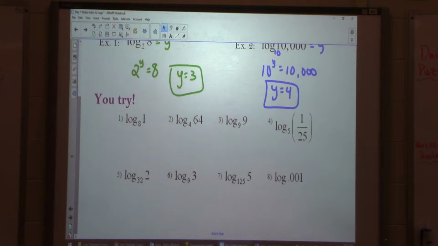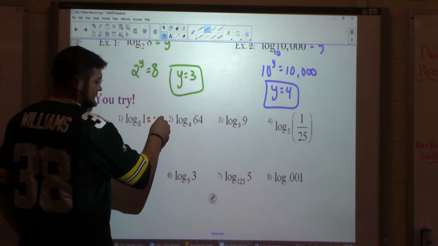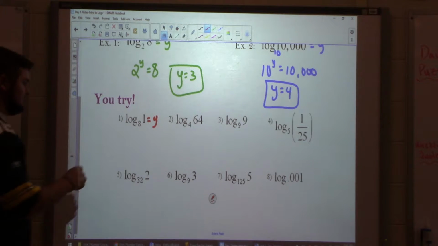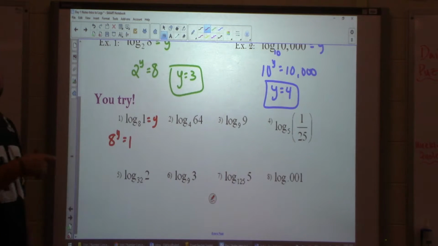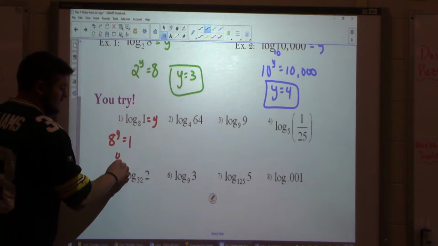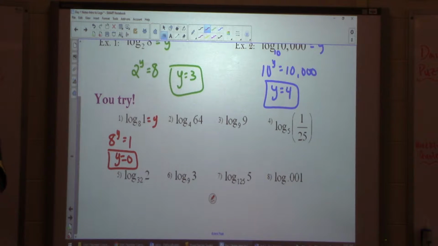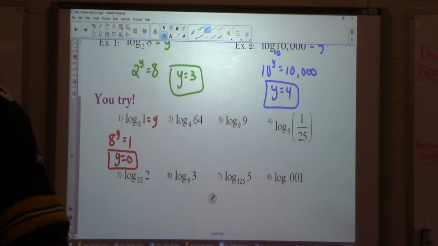All right. First 3, log base 8 of 1. How do I rewrite that as an exponential? Cam? 8 to the x equals 1. I'm going to use y just because I put up there, but yeah, you can use whatever variable you want. 8 to the x equals 1. So what does x or y have to equal? 0. Right? We said anything to the 0 power equals 1. Doesn't matter if it's a positive, doesn't matter if it's a negative, doesn't matter if it's an inanimate object. Anything to the 0 power equals 1.